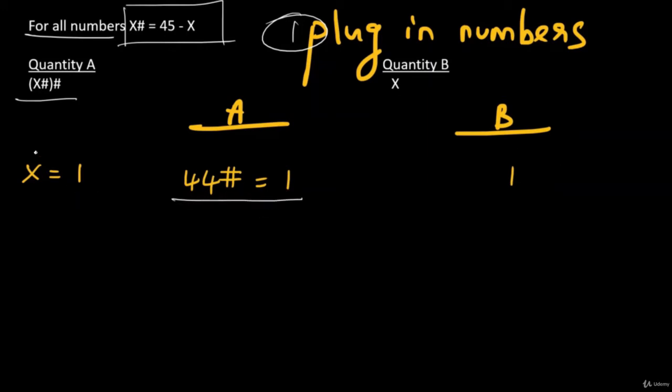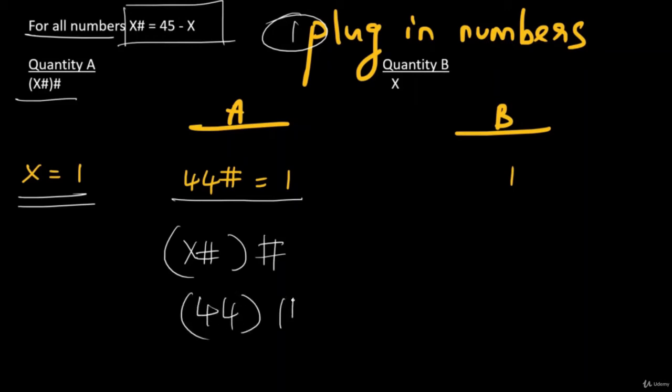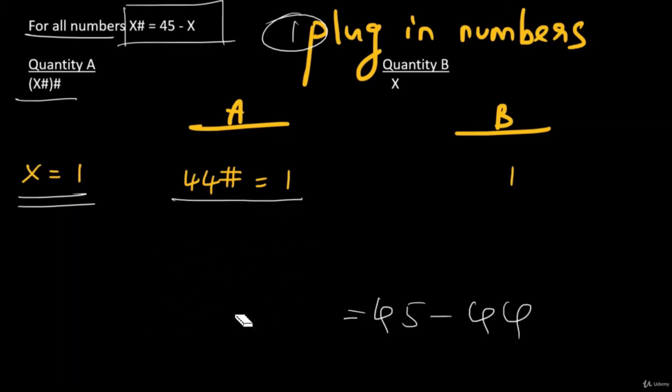How did we get this? Now I am substituting x as 1, so x hash of hash is what we need to find out. If x is 1, what is x hash? That would be 45 minus 1, which is 44. Therefore we have to take 44 hash. Now if x is 44, what is x hash? That's equal to 45 minus 44. That's how we got 1 over here. Now let me make some space. In this case, we got quantity A and quantity B both as 1, and therefore they are equal.